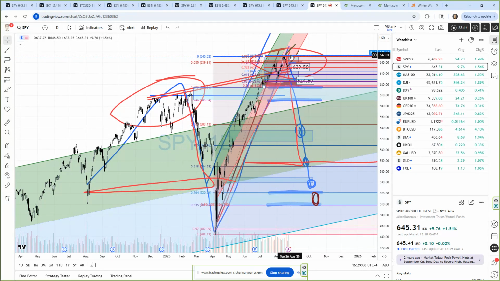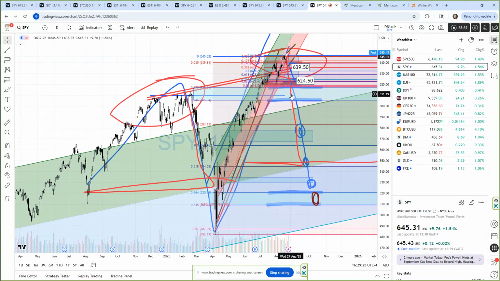Right now, like I said, we're bullish. We've got to watch that 639.50 area. That's our defense level moving down. And if we get below this 624.50, call it 620 roughly, then look out. We could be moving down.